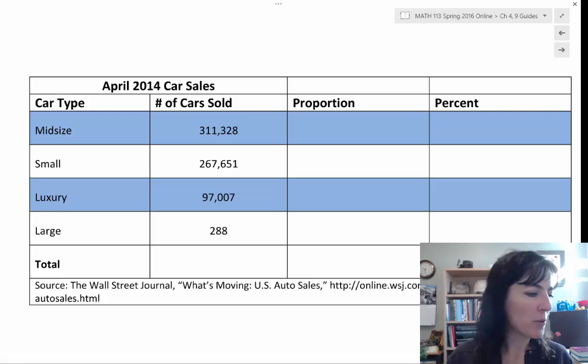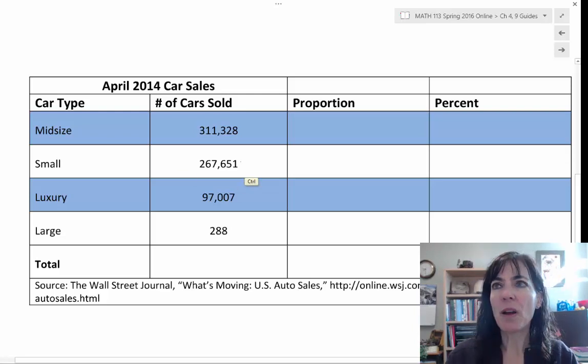For example, if we're looking at car sales, we have the mid-size cars, and there were 311,000 some sold. Small cars, 267,000 plus some. Luxury and so on. The large cars, the smallest number of them were sold. And this is from the Wall Street Journal, What's Moving, U.S. Auto Sales, so you can look that up online. This is actual data, which I really like to use in this class so that we can just see what's going on in our world and be able to understand it from the mathematics side of things.